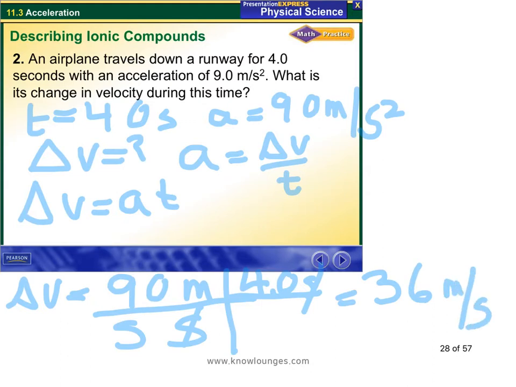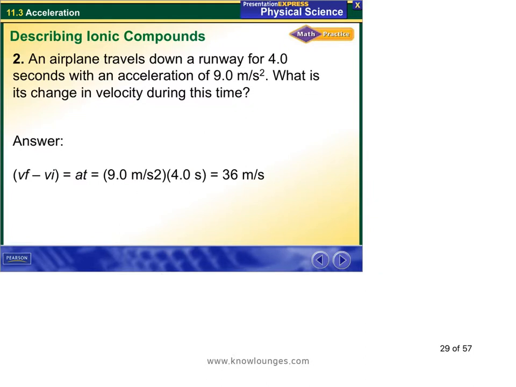Now, when we do a change in velocity, we do not need to worry about a direction. But again, 36 meters per second means it is speeding up. Delta V sign always will match the A sign. And their work, now they wrote it out, their same answer.